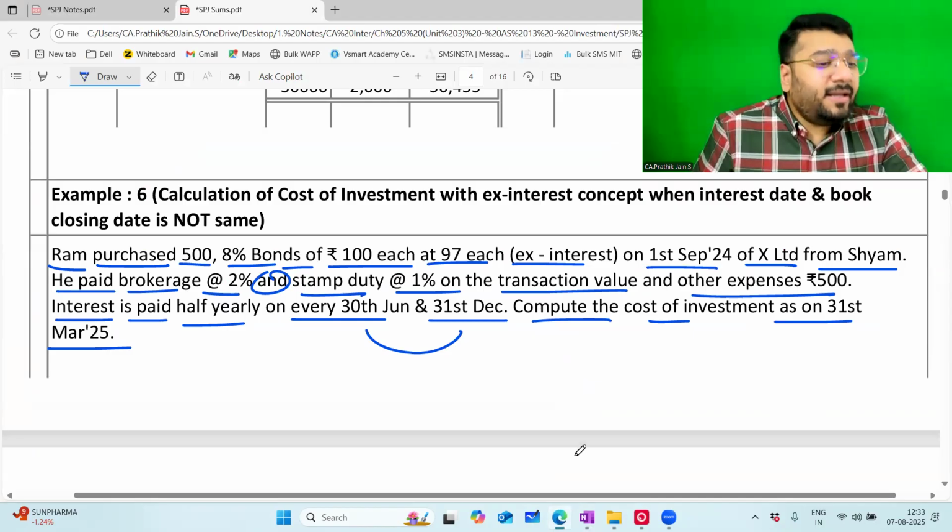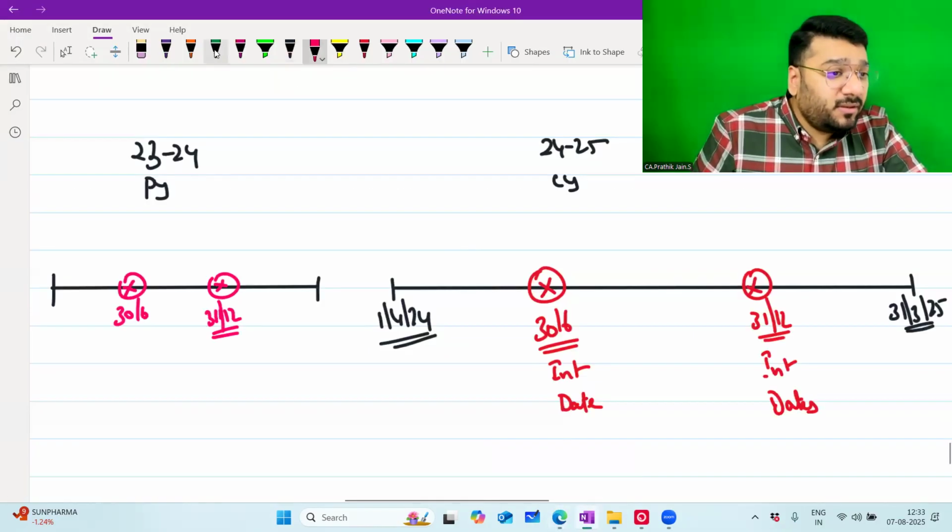Okay. In the current year, Ram is buying this bond on which date? Date of purchase. 1st September 24. Somewhere here.